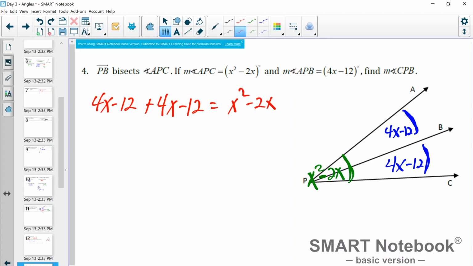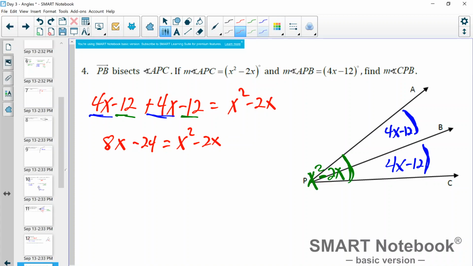On the left-hand side of the equal sign, we're going to combine our like terms. So we got 4x and 4x, that's going to give me 8x. We have minus 12 and minus 12, so minus 24. So 8x minus 24 is going to give me x squared minus 2x.